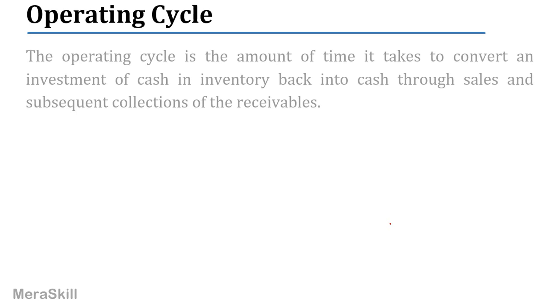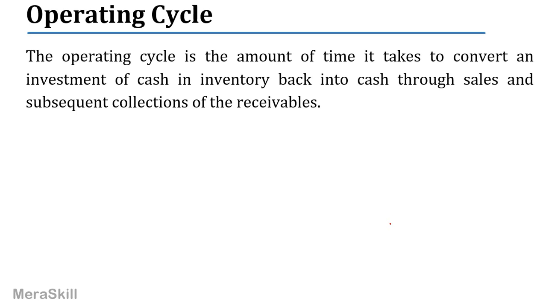Let us next look at the operating cycle. The operating cycle is the amount of time it takes to convert an investment of cash in inventory back into cash through sales and subsequent collection of the receivables. What does this mean? Now, first, we pay cash and we buy materials. Okay, so materials come in. Sometimes, if it's a manufacturing concern, these materials have to be worked on. So there'll be some labor, some overheads.